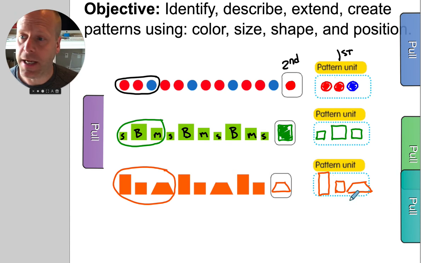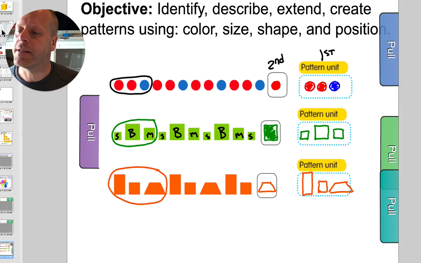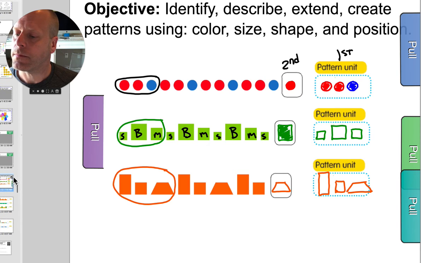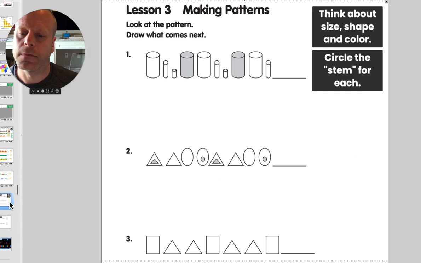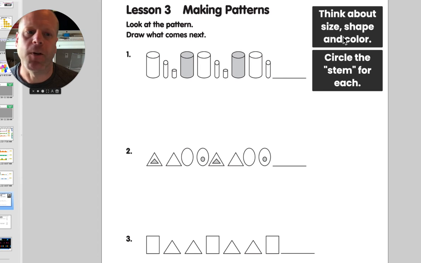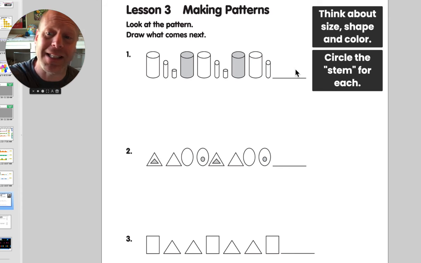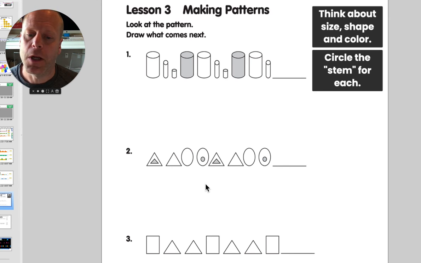All right, let's take a look at what you're going to do for me, guys. Okay, first, think about the size, the shape, and the color, even though these are not color pages. You are going to circle the stem for each one of these and then extend the pattern. You're going to do the same for 2 and 3.